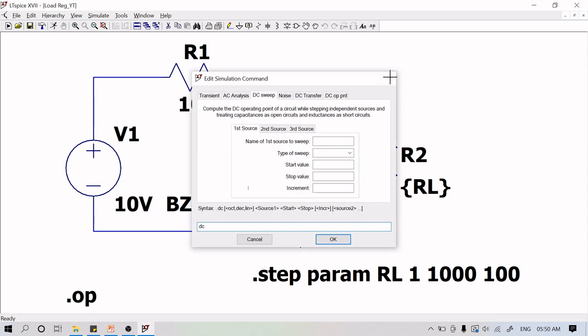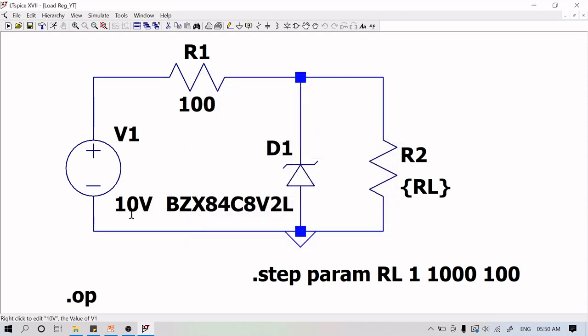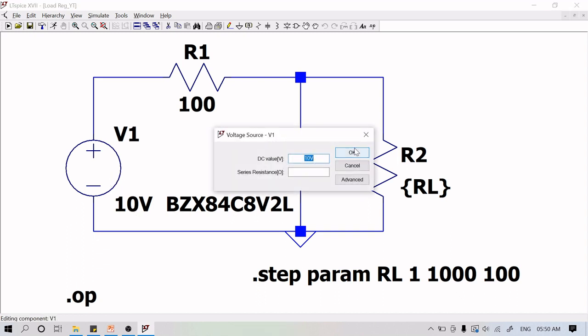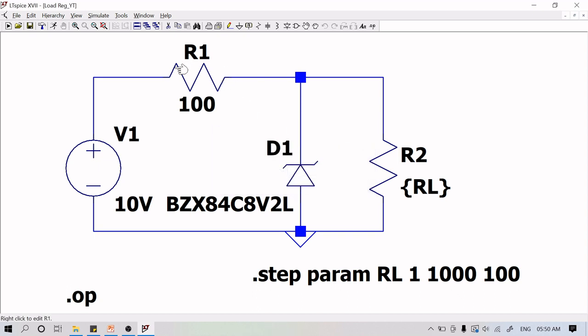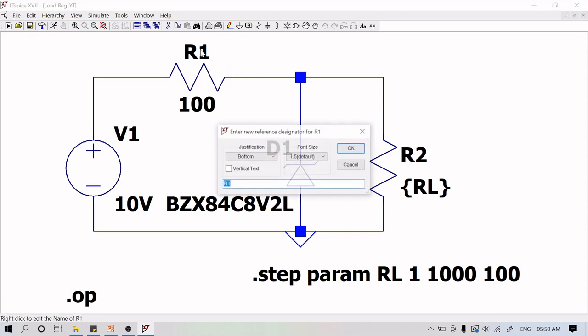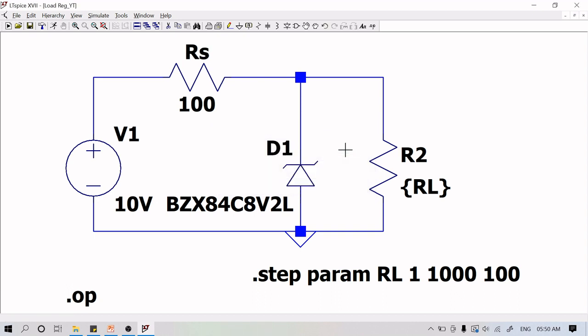So there is no sweep required, I can directly mention the 10 volts, which is just specified and is going to be constant. This is the series resistance RS. If you want, you can change this RS, 100 ohms. And this is your Zener diode connected in reverse bias, so it's working at 8 volts.